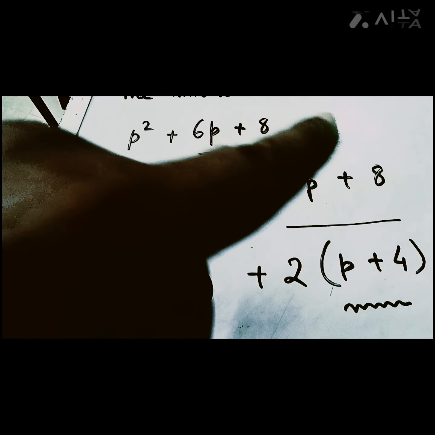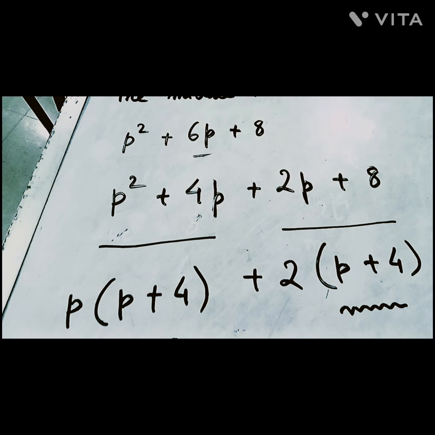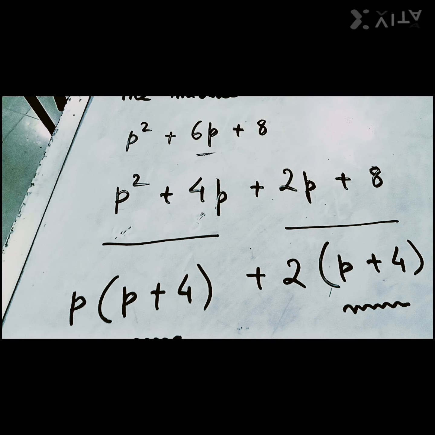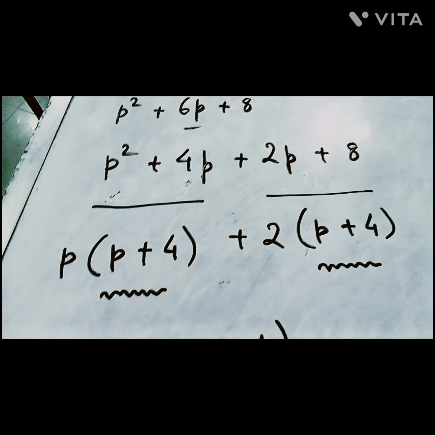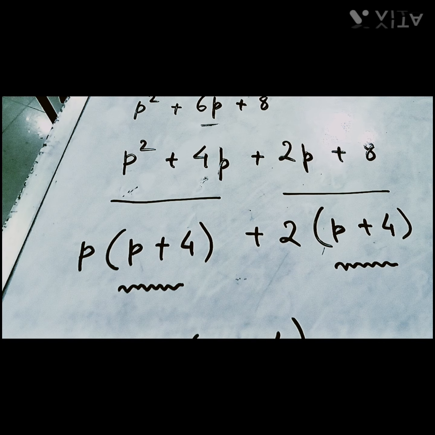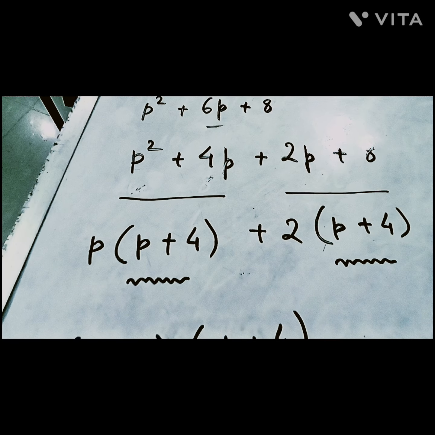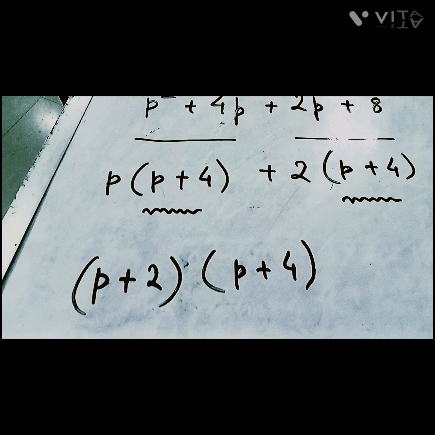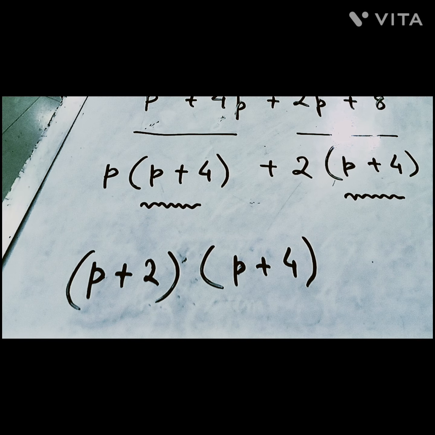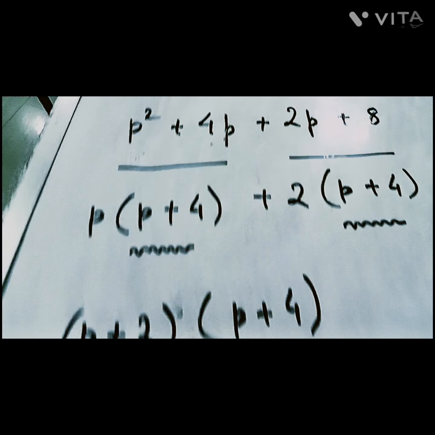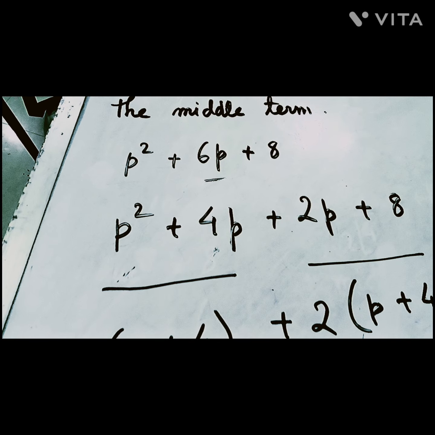And what is the common factor in 2p plus 8? 2. We take the 2 out, and what is left inside the bracket is p plus 4. Now you can see p plus 4 is common, so this is one of the factors. P plus 4 is one factor and p plus 2 is another factor. So we have found two factors, p plus 2 and p plus 4. These two factors are for the expression p square plus 6p plus 8.